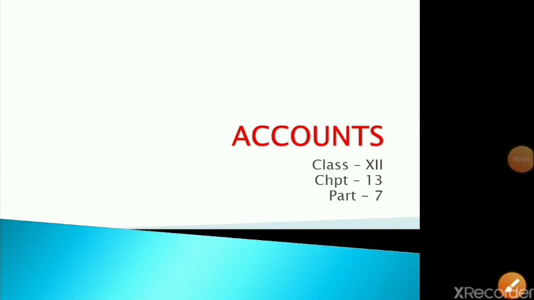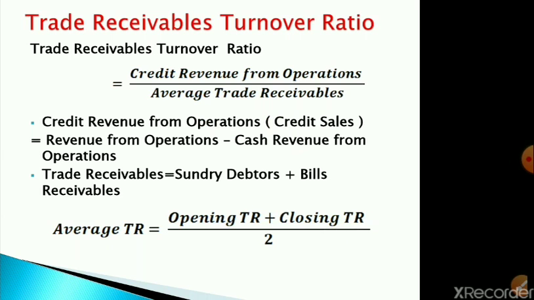In this video, we are going to learn about the trade receivables turnover ratio. Trade receivables turnover ratio is a relation between credit revenue from operation and average trade receivables. Now, credit revenue from operation means credit sales, and trade receivables, as we know, is a part of current assets which includes sundry debtors and bills receivable. Now, when we talk about sundry debtors and bills receivable, that indicates the firm has made some sales on credit.